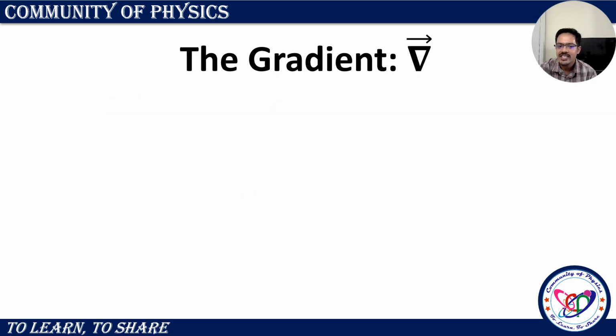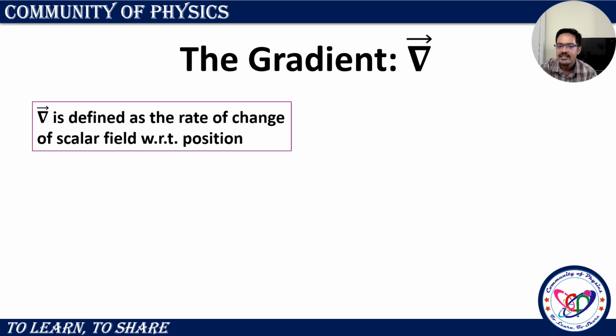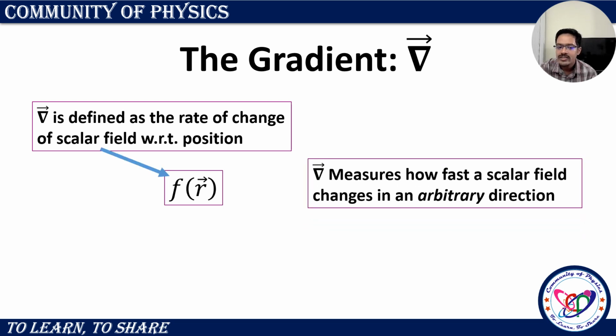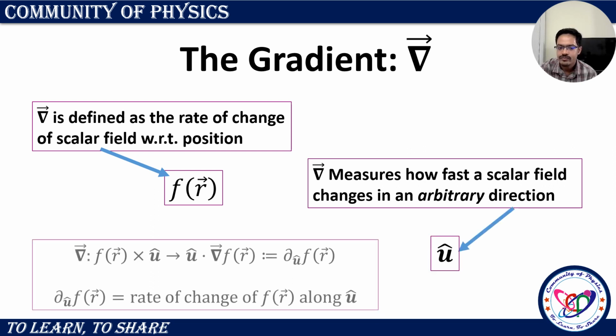Let's start our discussion by talking about the gradient of a scalar field. The gradient is written as nabla with an arrowhead, and it is defined as the rate of change of a scalar field with respect to position. Consider a scalar field f of r, then nabla, or the gradient, measures how fast that scalar field f changes in an arbitrary direction u hat.